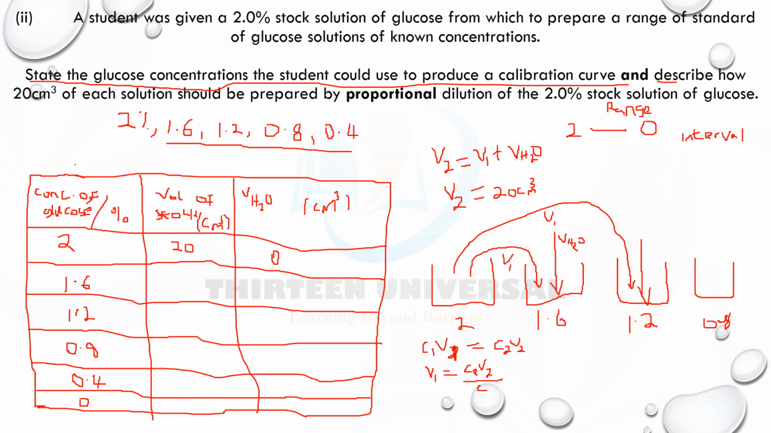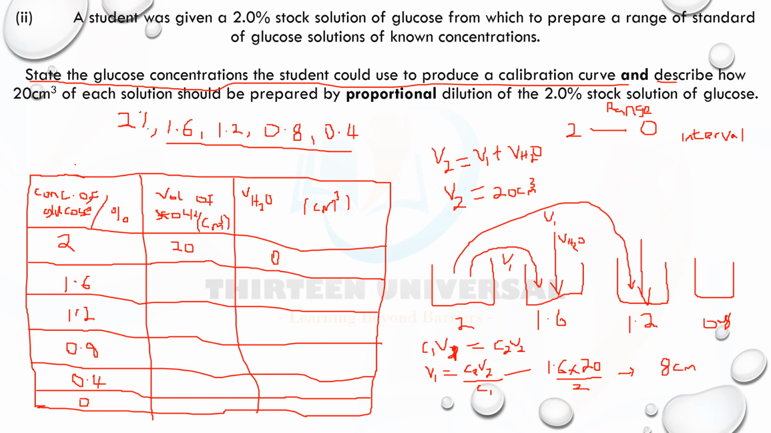C1. So if I want to do the first one without wasting time, our C2 there will be 1.6, because that is the final concentration, times V2, the final volume, which is 20, because they said that each solution should prepare 20 cm cube of each solution. That's V2 divided by C1, which is the stock, which is 2. So 1.6 times 20 gives you 32, divided by 2, that's 8 cm cube. Punch your calculator. So that's my V1 here.